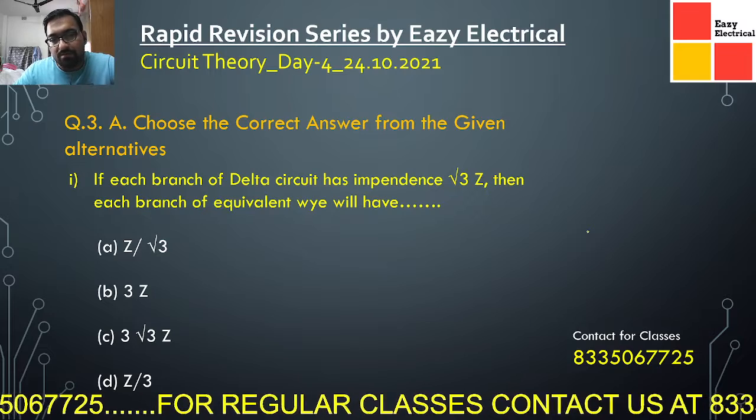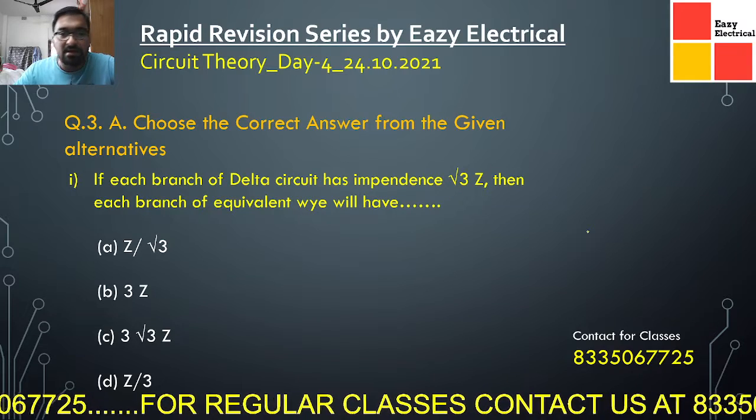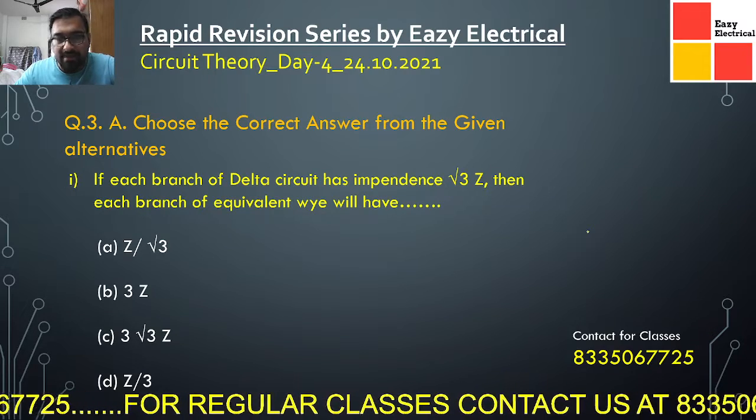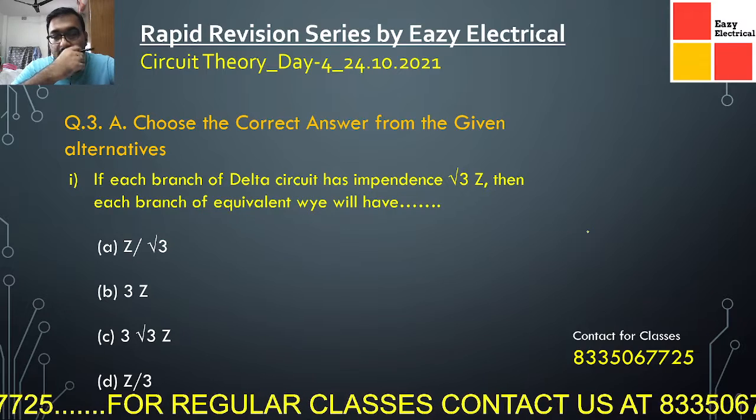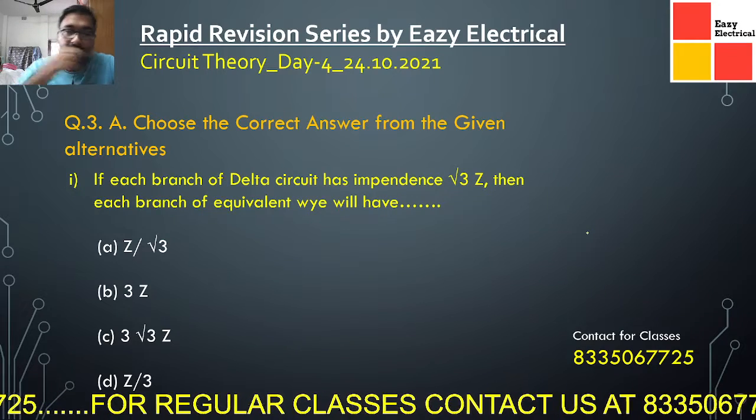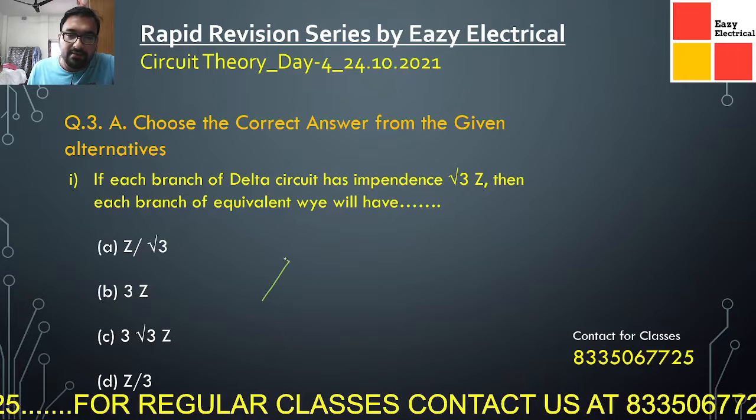Now coming to the next question. If each branch of a delta has root 3 Z, then each branch of the equivalent Y will have. Suppose a delta is connected like this, right?